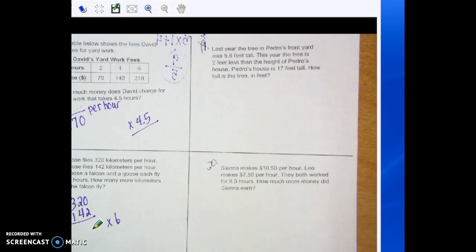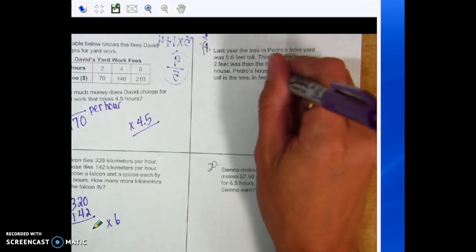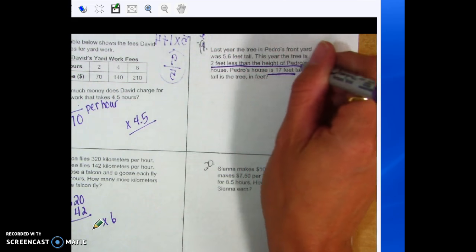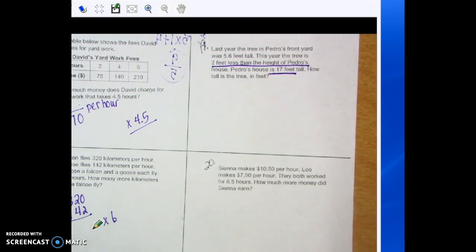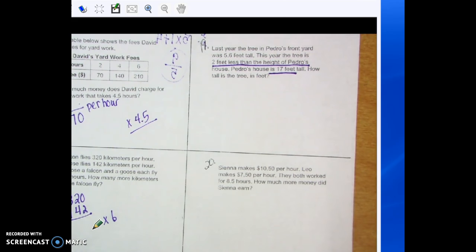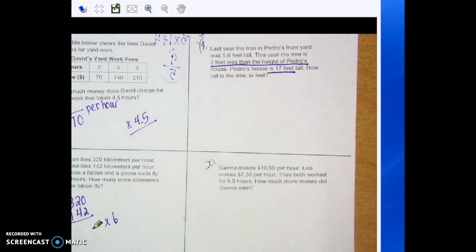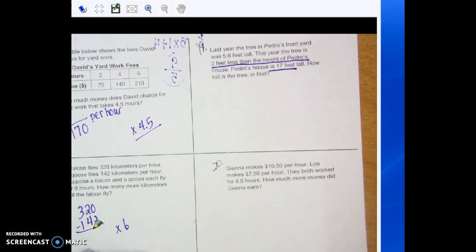Okay, this year, the tree is 2 feet less than the house. So think about it. It tells you what the house is. And this year, the tree is 2 feet less than the house. So some of that information isn't really needed. You just want to know it's 2 feet less than the house. And it tells you what his house is.